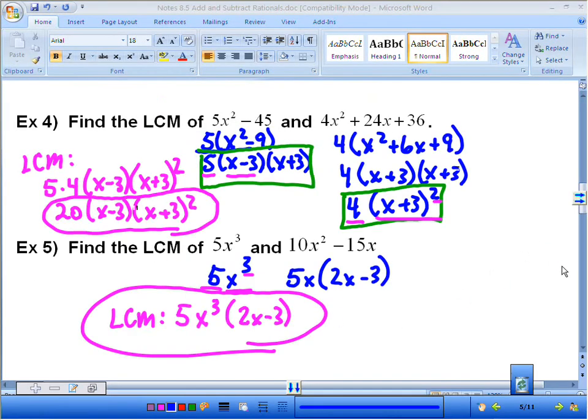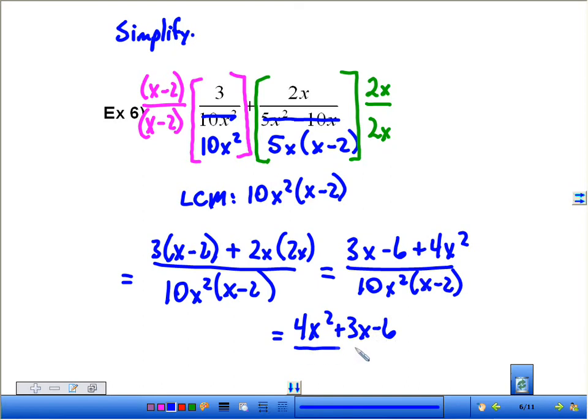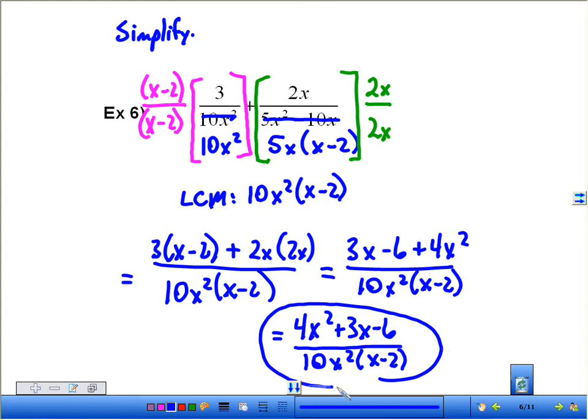To write it correctly, we're going to put it in order. So I write my 4x squared first, plus the 3x, minus the 6, and I see that I cannot factor that. I cannot reduce anything, so this is my final answer.